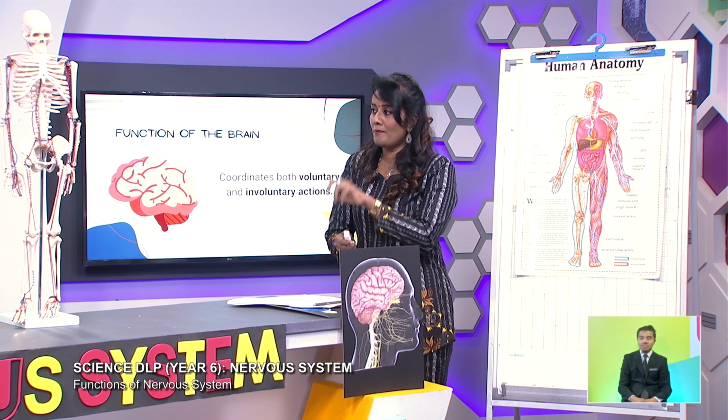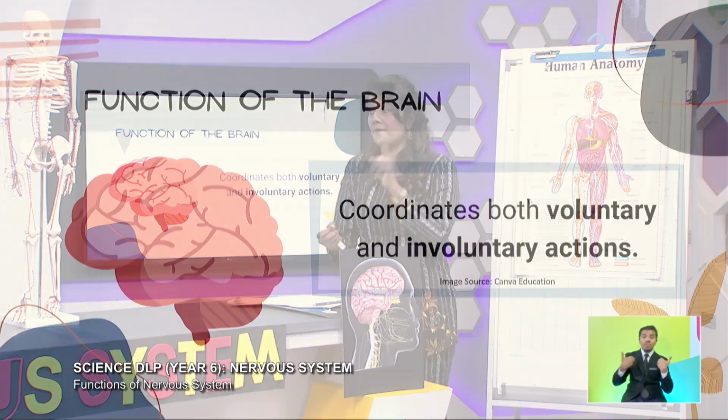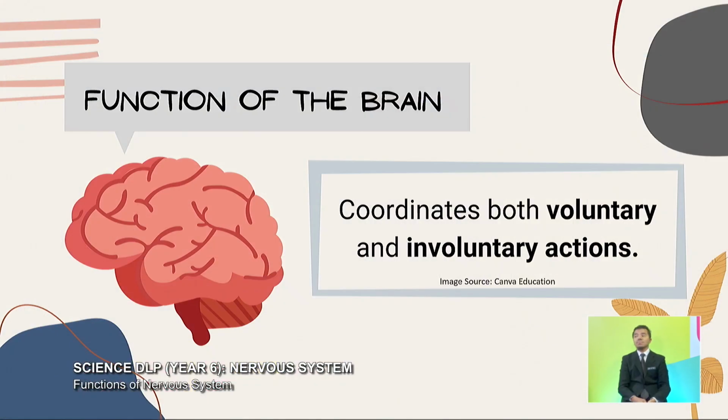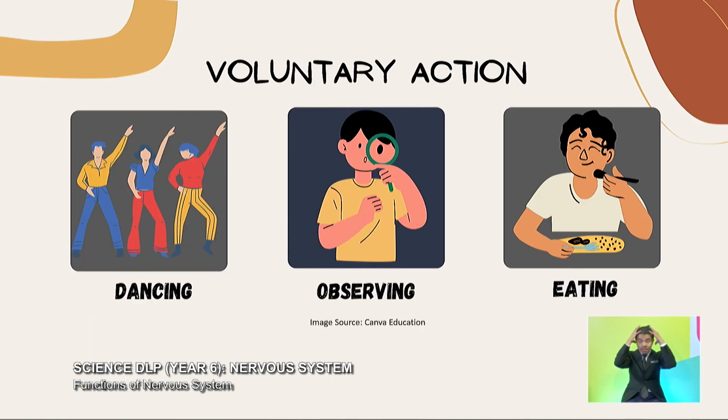When we talk about the central nervous system, we have learned about brain and the spinal cord, right? So brain also has function. What is the function? It coordinates both voluntary and involuntary actions. What is voluntary, involuntary? Later we will find out. Okay, so next, this is the one.